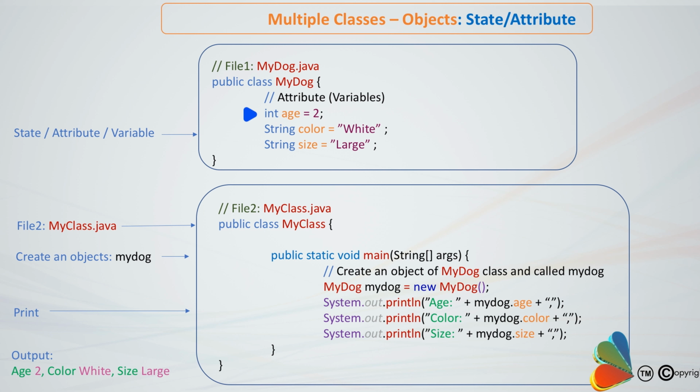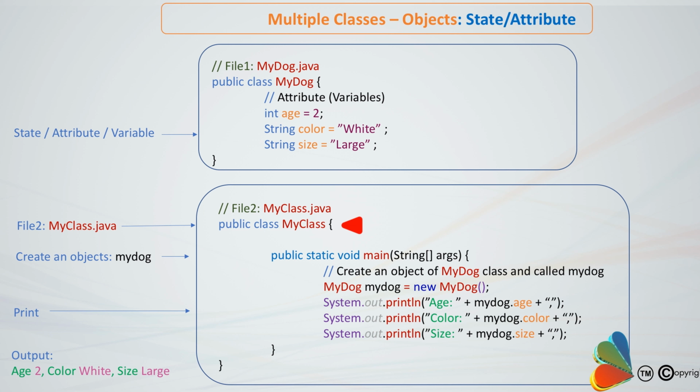Integer is the data type, and assign the value age to 2. String is the data type, and assign the value color to white. String is the data type, and assign the value size to large.